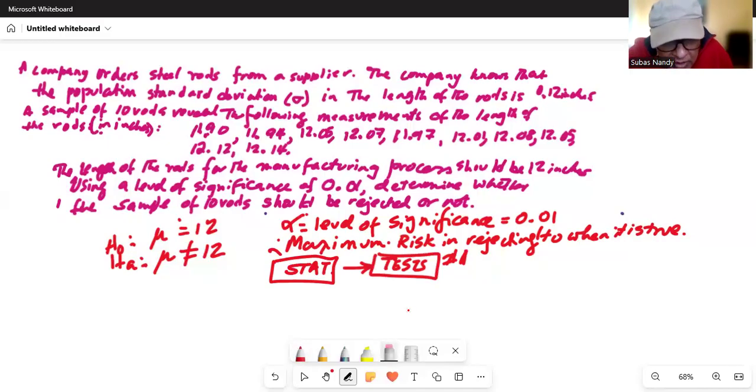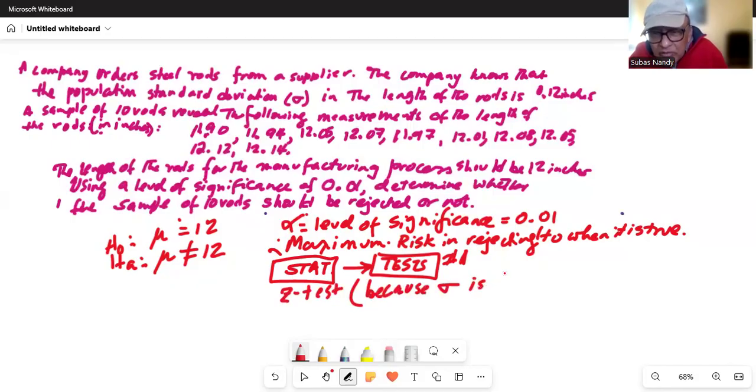Why did I press number one? Because number one is Z test. So we are going to do a Z test. Why? Because the population standard deviation is known. Remember, it is 0.12. So number one, Z test.